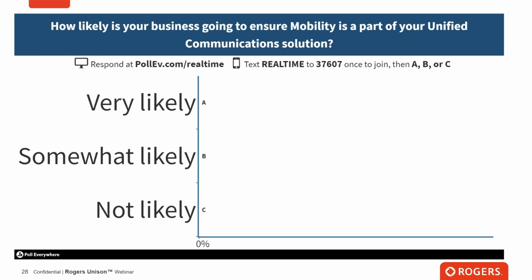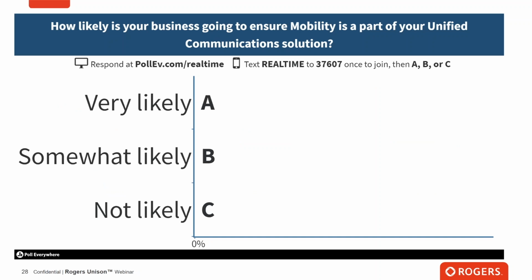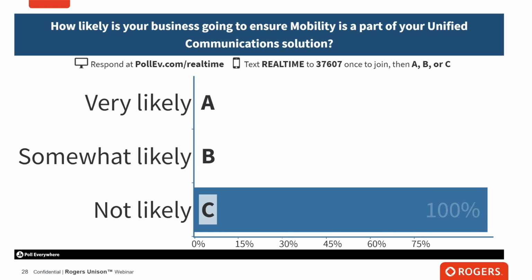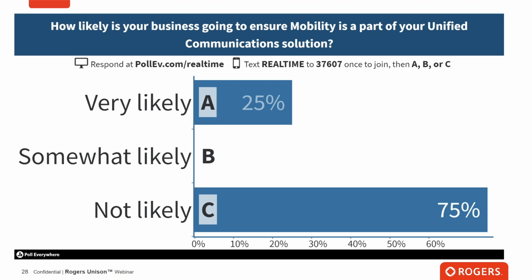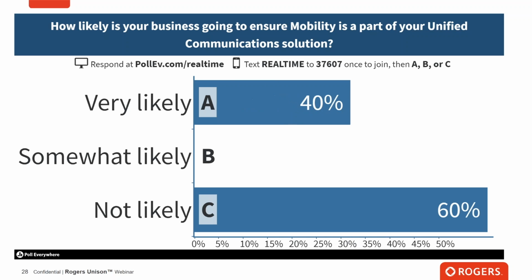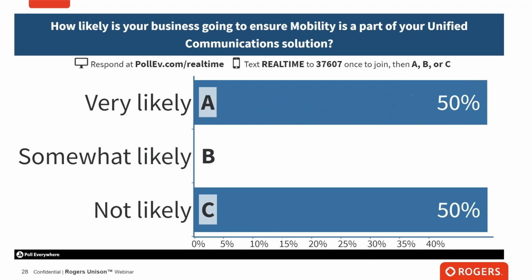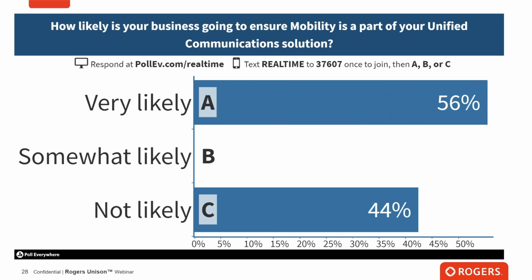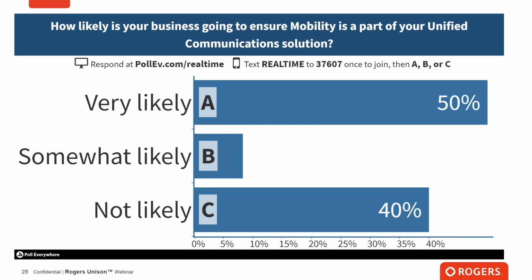So the question for this poll is, how likely is your business going to ensure mobility as part of your unified communication solution going forward? If you think it's very likely, send a text message to 37607 and hit A and hit send. B for somewhat likely, or C, not likely. And we'll give a few minutes to allow all the respondents to have their votes entered.